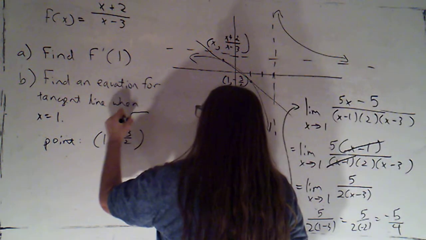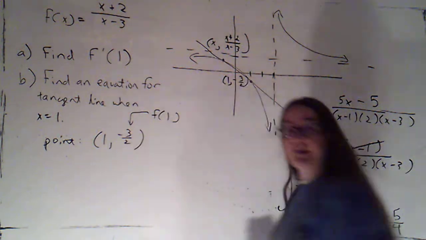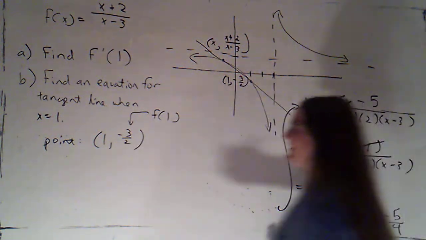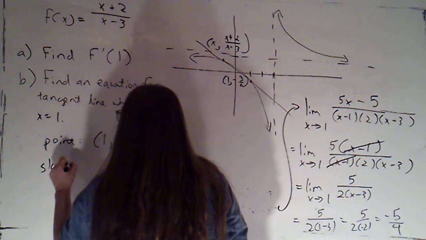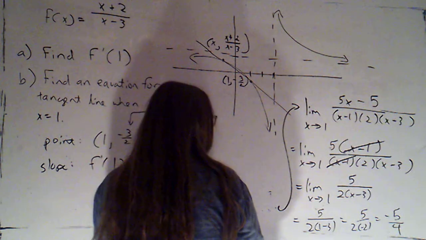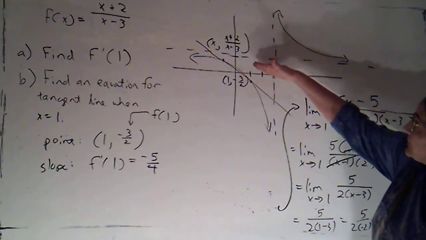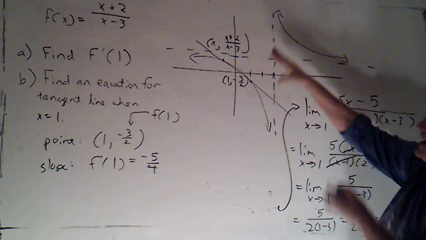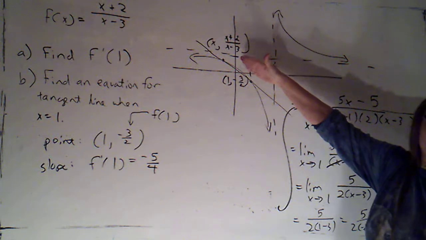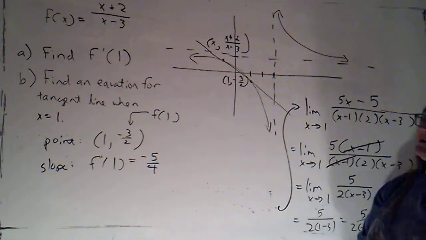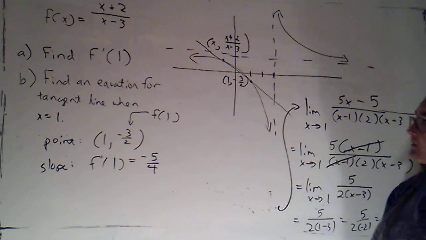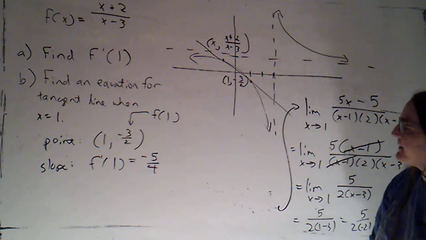Notice this is what we get by plugging into the original function f. Okay. Our slope is f prime of 1, which we've just calculated is negative 5/4. Notice on our semi-accurate picture, we did have that we were going to get something negative here because the function was going down at this point in the graph.